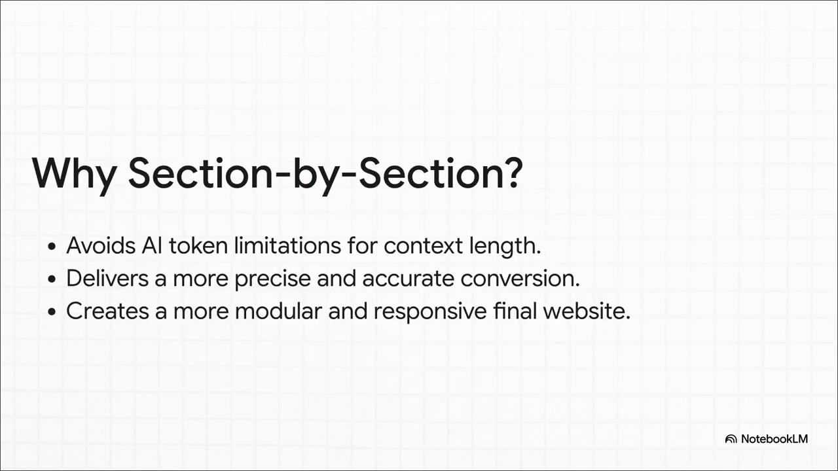So you might be asking, why go section by section? Why not the whole page at once? And that's a great question. It's actually a really smart feature. See, AI works best when it's focused. By feeding it smaller chunks, you get a way more accurate and clean conversion. Plus, it makes your final website more modular and easier to manage.